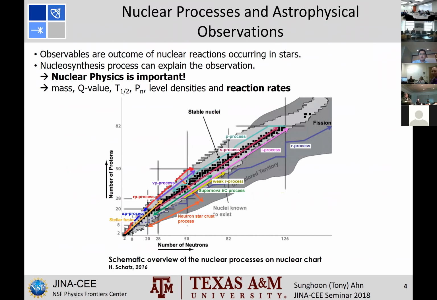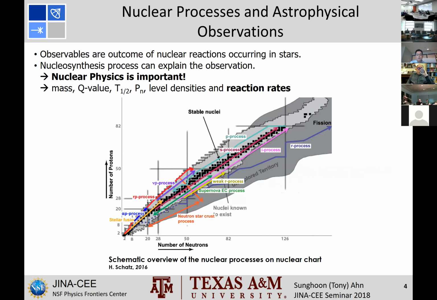So it is very well known that the abundance pattern of elements in the stars is the outcome of nuclear reactions occurring in the stars, the so-called nucleosynthesis process. This slide shows the nuclear chart with some examples of nucleosynthesis paths, with proton number on the y-axis and neutron number on the x-axis. And the process paths are determined depending on the astronomical environment, such as the thermal profile of stars.